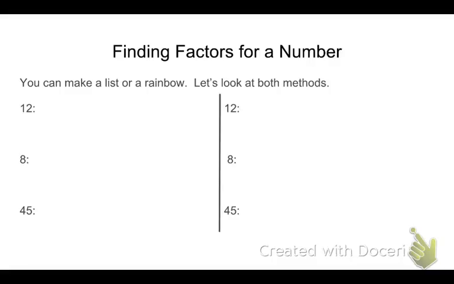We're going to learn how to find factors for a number. You can make a list or a rainbow. We're going to take a look at both methods. Using the examples below, we're going to start with number 12. How do we find factors of 12? I'm going to show you using a rainbow first.